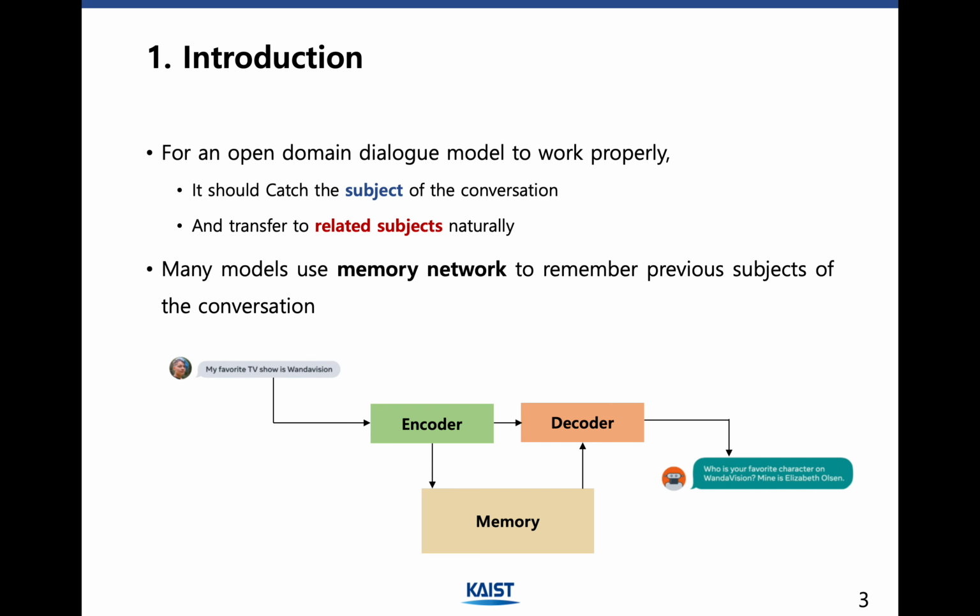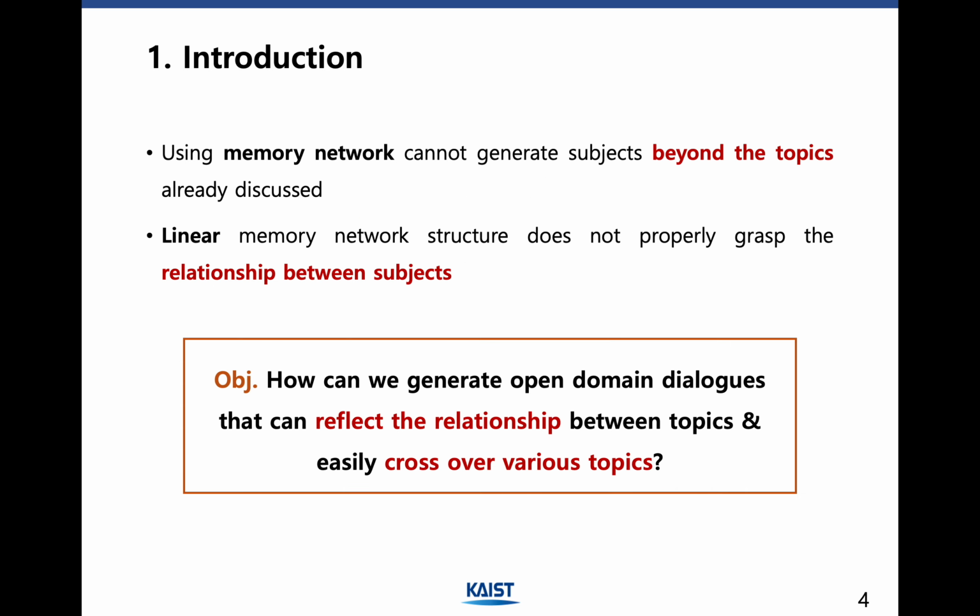For an open domain dialogue model to work properly, it should be able to catch the subject of the conversation and transfer to related subjects naturally. Many models use memory networks to remember previous subjects of the conversation. Using memory networks can effectively extract keywords in past conversations, but they cannot generate subjects beyond the topics already discussed. Also, the linear structure of memory networks does not properly grasp the relationship between subjects.